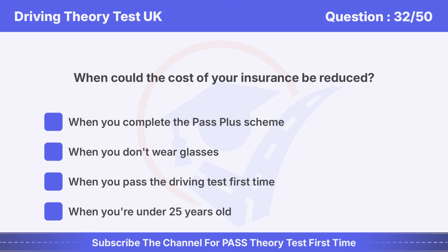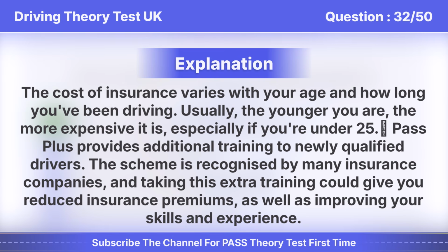Question 32. When could the cost of your insurance be reduced? Answer is A. When you complete the Pass Plus scheme. The cost of insurance varies with your age and how long you've been driving. Usually, the younger you are, the more expensive it is, especially if you're under 25.